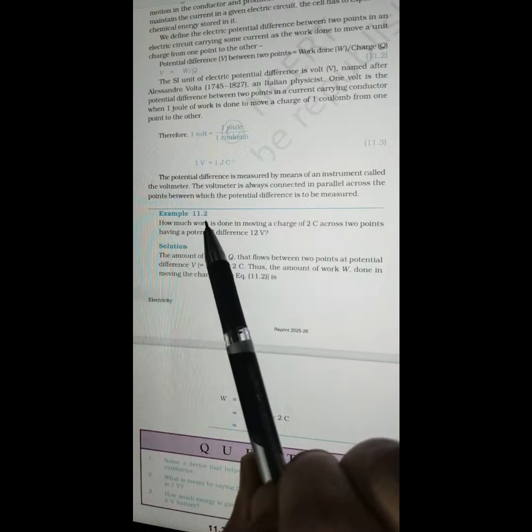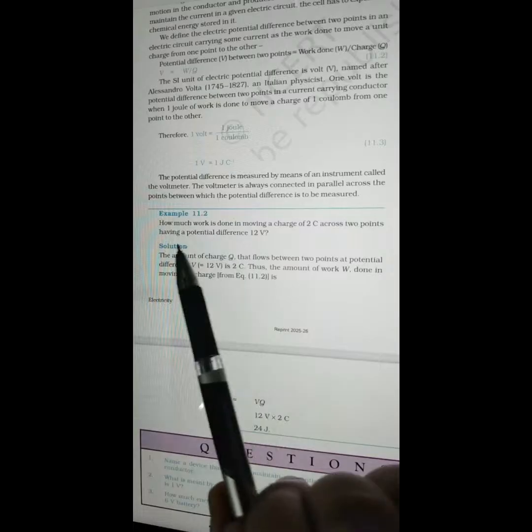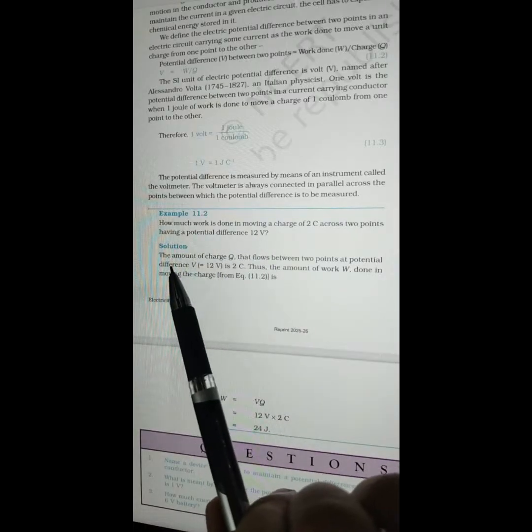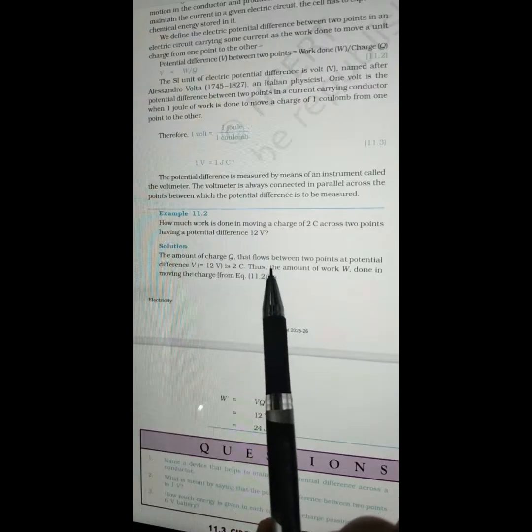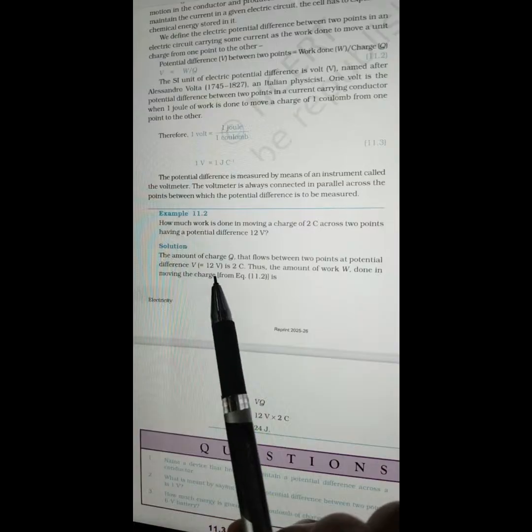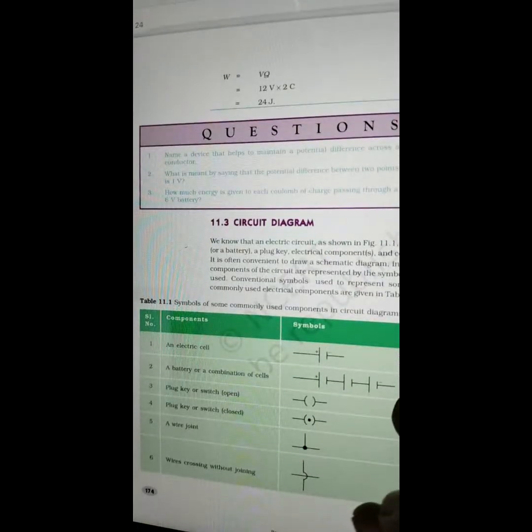Example 11.2. How much work is done in moving a charge of 2 coulomb across 2 points having a potential difference of 12 volts? Solution. The amount of charge Q that flows between 2 points at potential difference V equal to 12 volt is 2 coulomb. Thus the amount of work W done in moving the charge is W is equal to V into Q. So after putting the values you will get 24 joules.